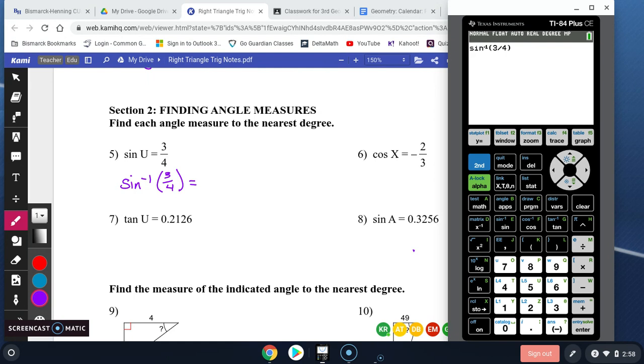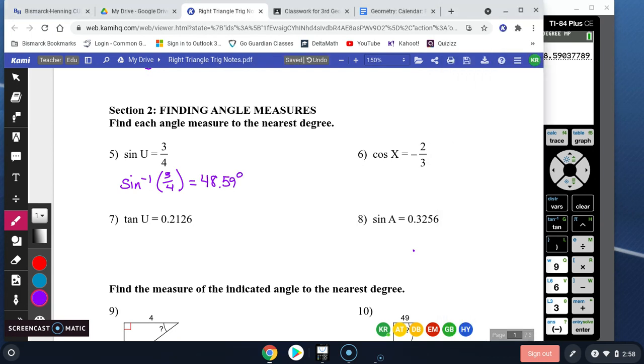So I do the second sine, that gives me inverse sine, 3 divided by 4, and enter, and there's my angle measure. So this is going to be 48.59 degrees, or if we're going to go nearest degree, that would round to 49 degrees.